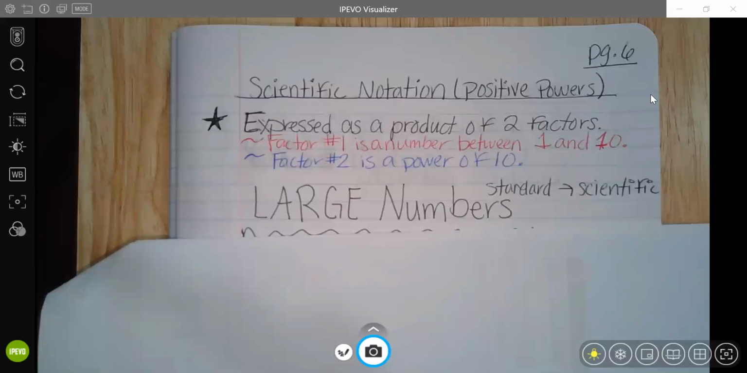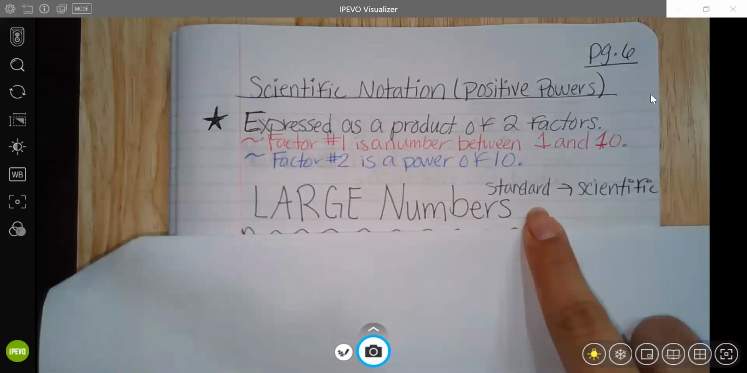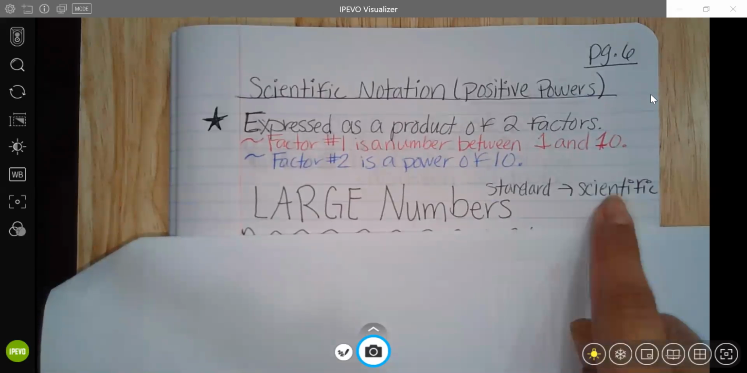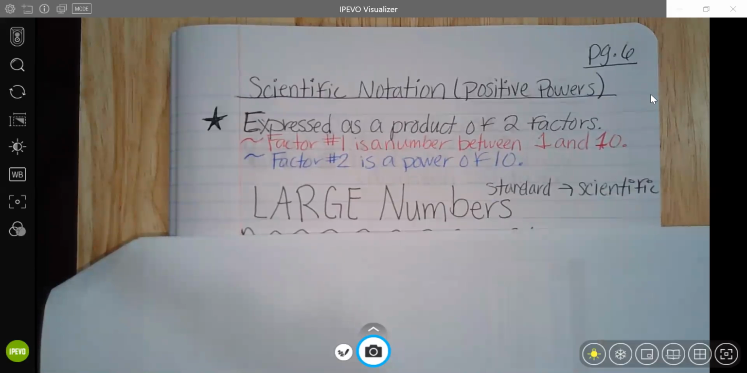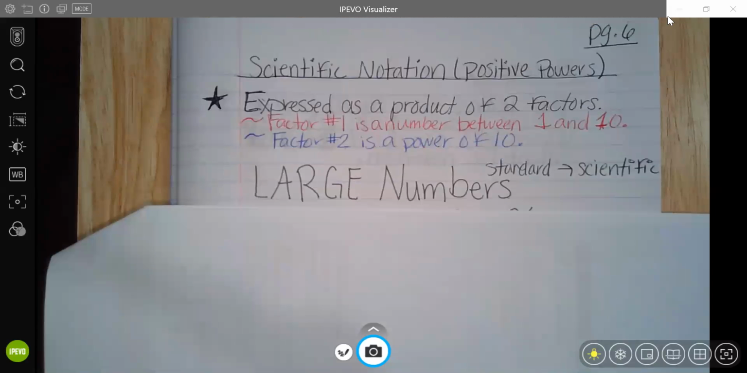All right, and so positive powers, we're gonna have very large numbers. Like I said before, millions, billions, trillions, what do I mean by big numbers, right? Where we have a lot of commas. And so right now we're gonna go from standard form to our scientific notation. And the steps are very similar from yesterday, except they are going to be a different direction, right? Because we're not moving the decimal, we're moving it to another spot.